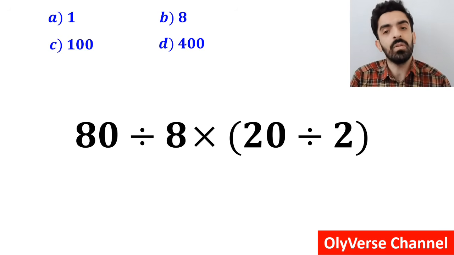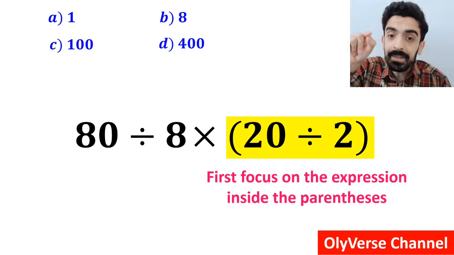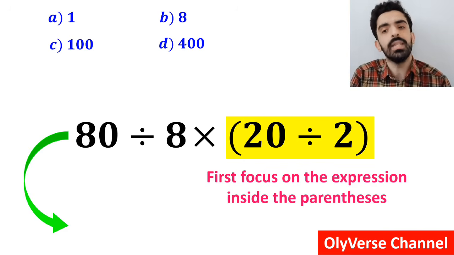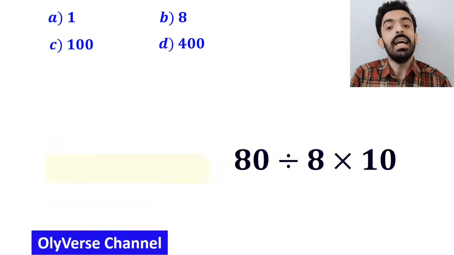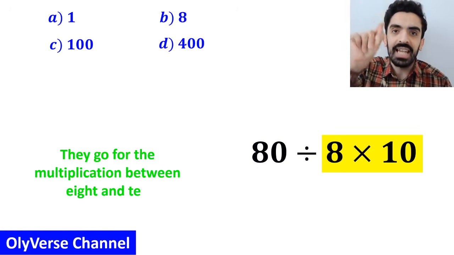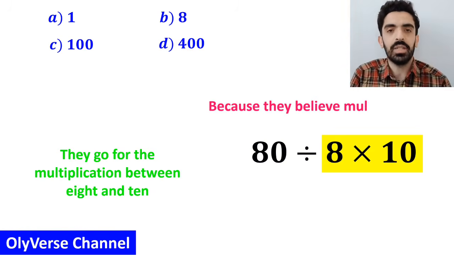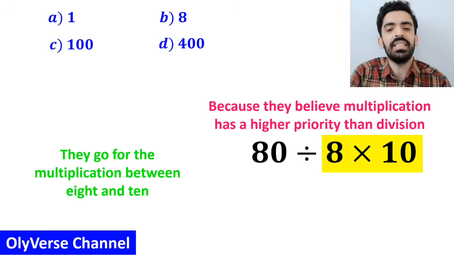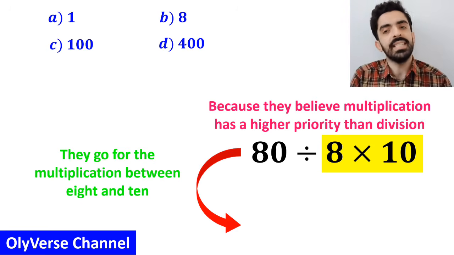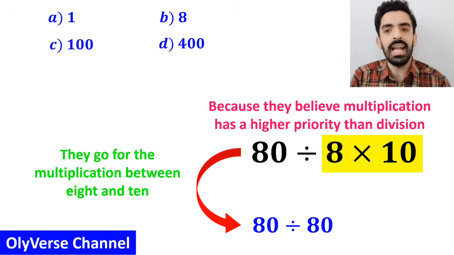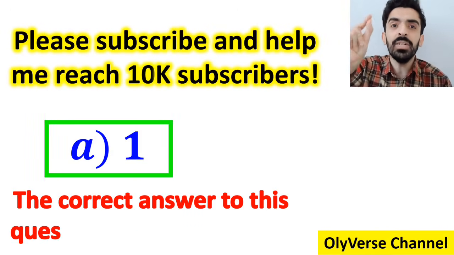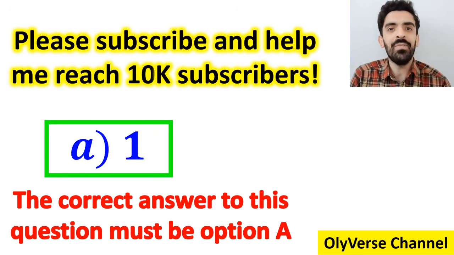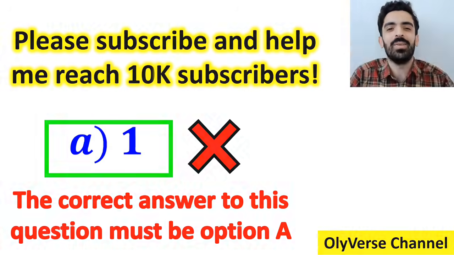Many people, when starting to solve this question, first focus on the expression inside the parentheses, and instead of considering the whole expression, they rewrite it as 80 divided by 8 multiplied by 10. And the next step, they go for the multiplication between 8 and 10, because they believe multiplication has a higher priority than division. So, they simplify this expression and write it as 80 divided by 8, which finally gives them the answer 1. Then, without any hesitation, they quickly say that the correct answer to this question must be option A. However, this answer is absolutely wrong.